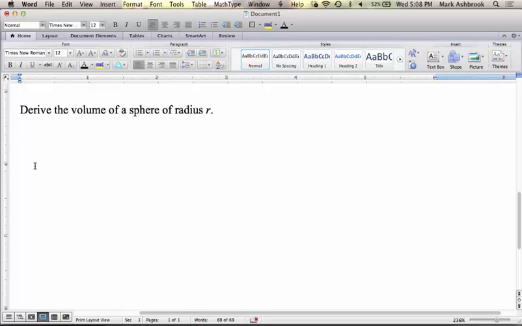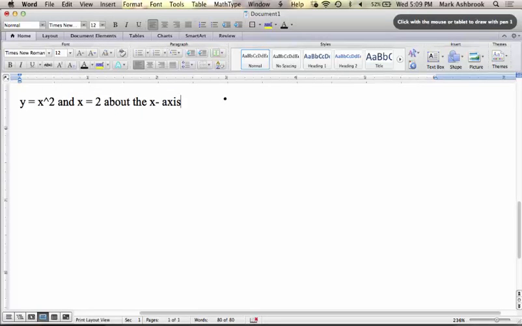Okay. Hershey's Kiss. And that was y equals x squared and x equals 2 about the x-axis. Okay, and what was our integral that we got for that? 0 to 2 pi. Well, let's just do it again real quick.